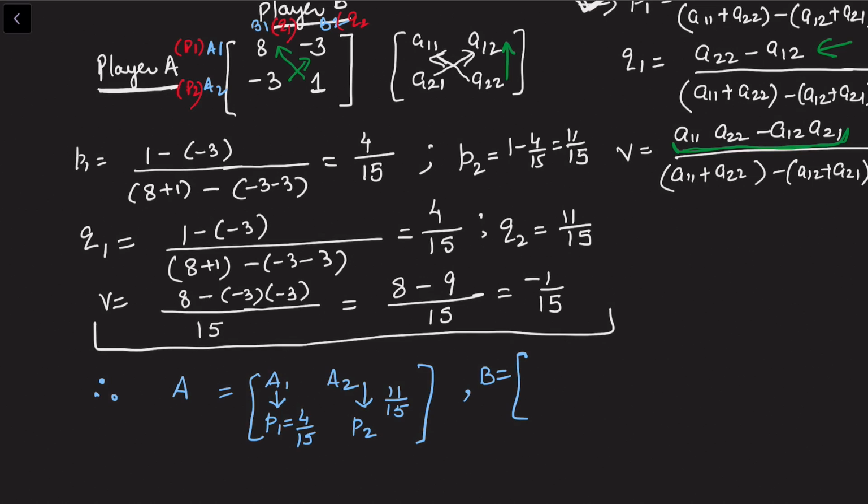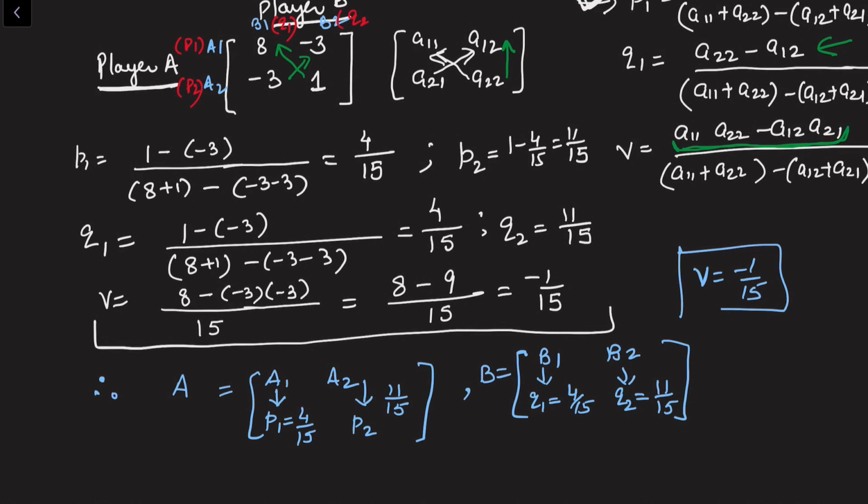B will have the strategy B1 with probability 4 by 15, and B2 will have again the second strategy with probability Q2, which is 11 by 15, and the value of the game is minus 1 by 15. And this is because we have written here the payoff matrix for A, because player A is written on the left hand side, and the value of the game is minus 1 by 15. So in other sense it is a benefit to player B. We may say that this is a benefit for player B and a loss to player A because of the negative quantity. But we say that this is the value of the game.